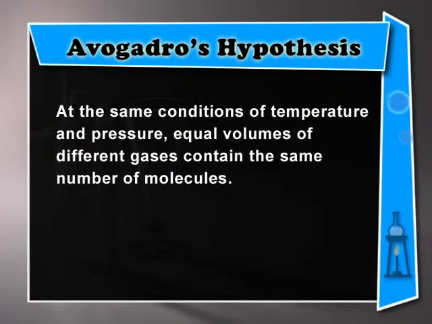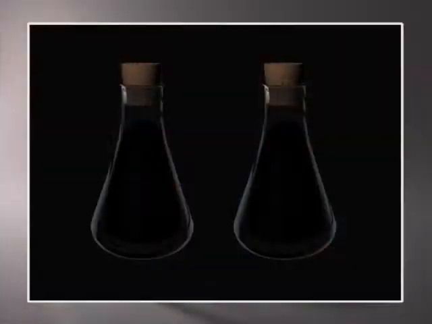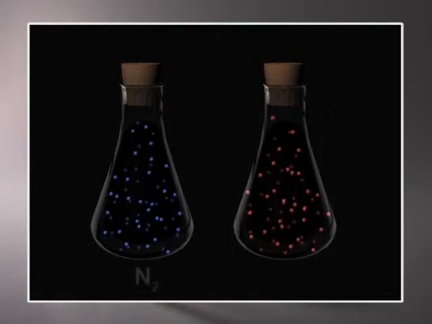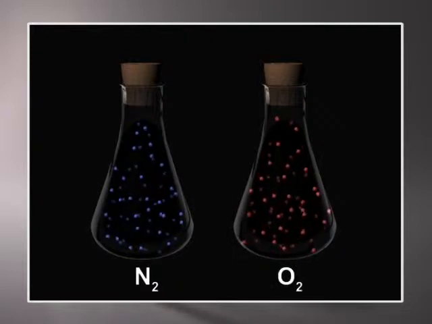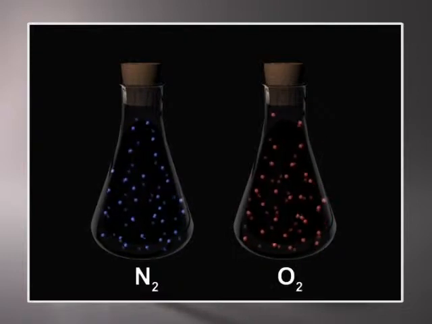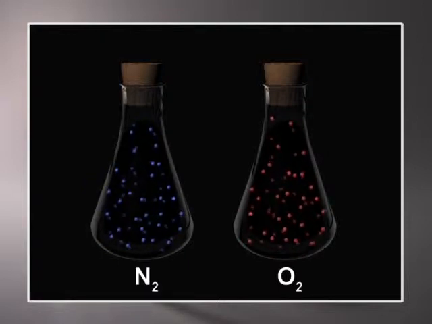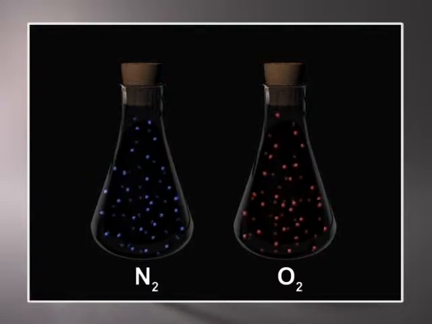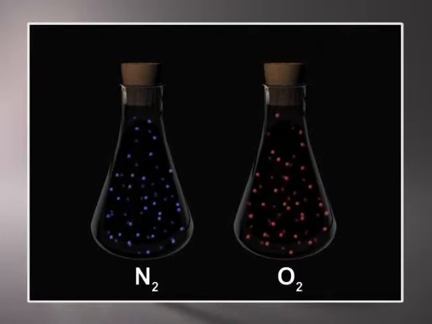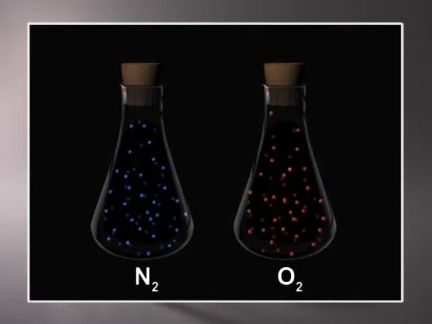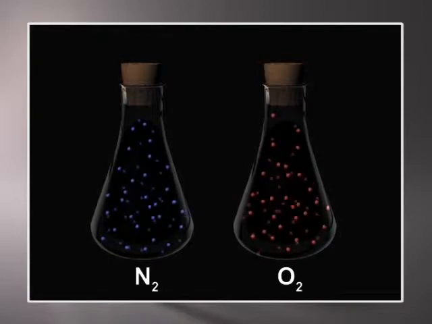It says simply that at the same conditions of temperature and pressure, equal volumes of different gases contain the same number of molecules. Let's be sure we understand that. Maybe a picture will help. Let's take 2 equal-sized containers and fill them with different gases. Maybe I fill this one with nitrogen and this one with oxygen. And I put them at the same temperature and the same pressure, let's say room conditions. Avogadro's hypothesis says that these 2 volumes will, in fact, contain the same number of molecules. There will be the same number of dots in each picture.